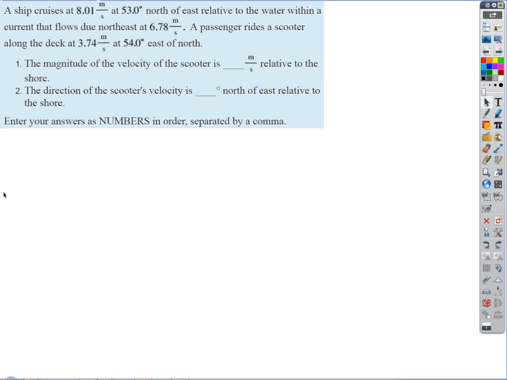How are we going to deal with adding up these 3 vectors? So start with the first one. Ship cruises at 8.01 meters per second, 53 degrees north of east. So we're going to take the first vector and break it into components, right? Okay, so the first one looks like this.